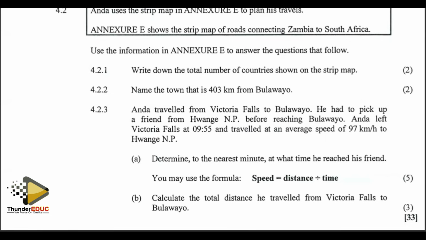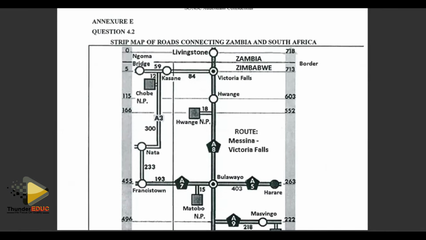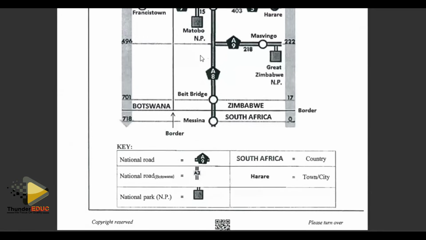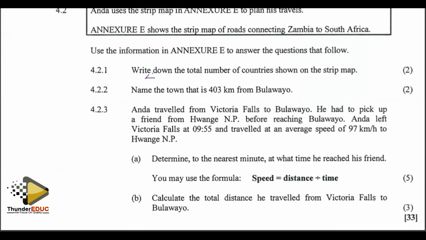Total number of countries. We go to the strip map. This is the strip map that we're looking at. Total number of countries: 1, we see Namibia. 2, Zimbabwe. Any other? We can't count Zimbabwe again, it's already there. So we see South Africa and Botswana. So how many countries do we see? 4 countries.